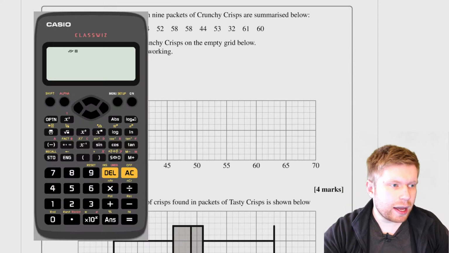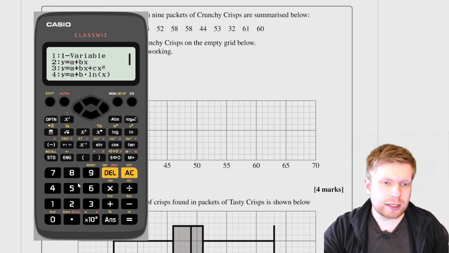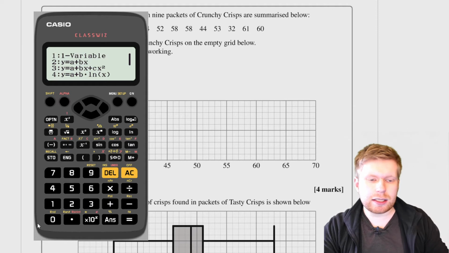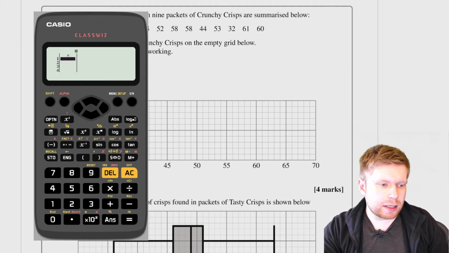So let's bring my calculator up. Let's get back into the statistics mode. So I'll go into the menu and I want number 2 for statistics. And it's going to be one variable because in this case, it's just the weights or the number of crisps in each packet.